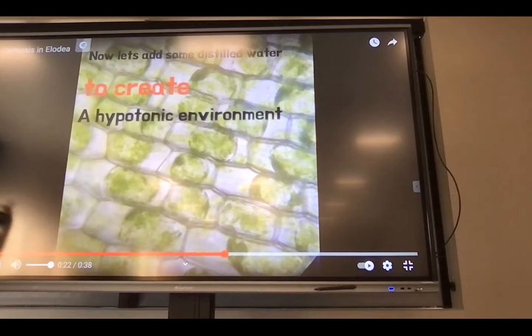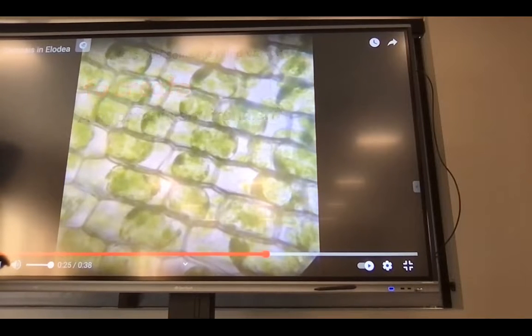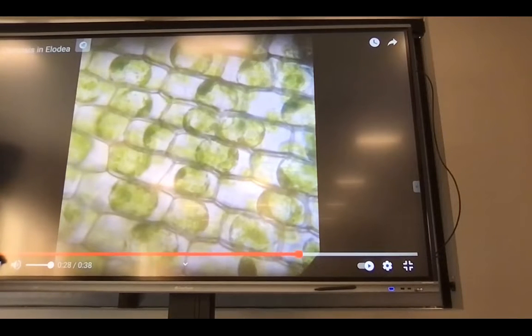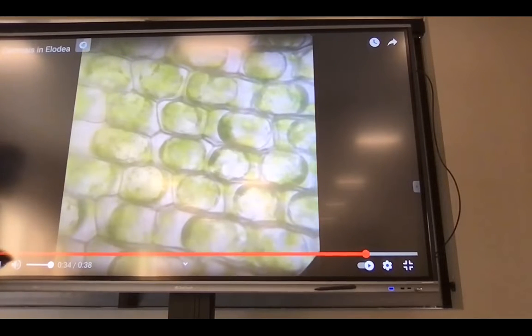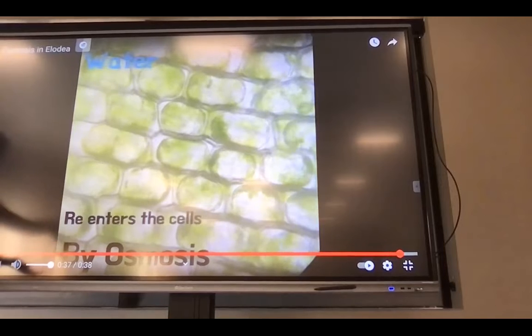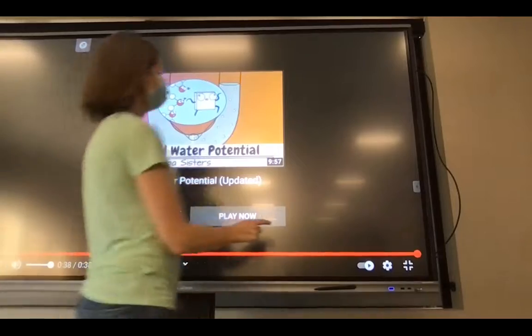So now they're going to add just pure water. So if we're going to add pure water, where's the water going to go? Into or out of the cell? Into the cell, right? Because now there is more salt or sucrose, I guess, inside the cell. There's not enough water. The water is going to go into the cell, and it'll expand back out pretty quickly. So if you've ever seen a wilted plant and you put water on it, it kind of just re-ups.